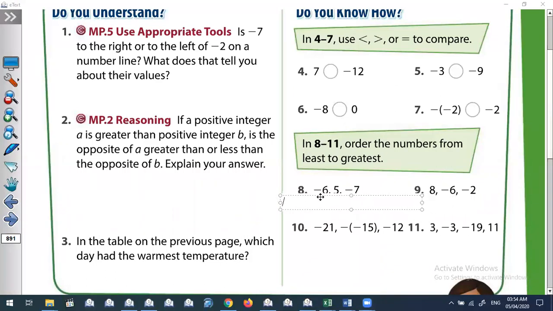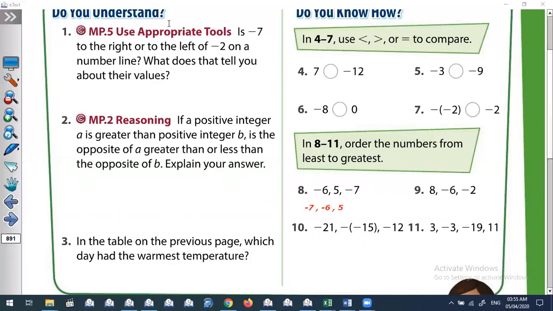Let's start with the smallest number, or the least number, which is negative. We have two negatives, negative 6 and negative 7. Which is smaller? Yes, the smaller is negative 7. After negative 7, negative 6. And the last one is 5. So the order is negative 7, negative 6, 5.